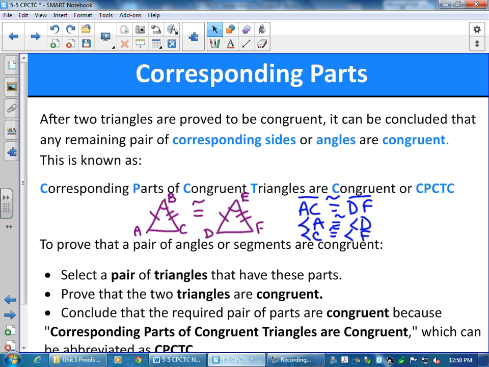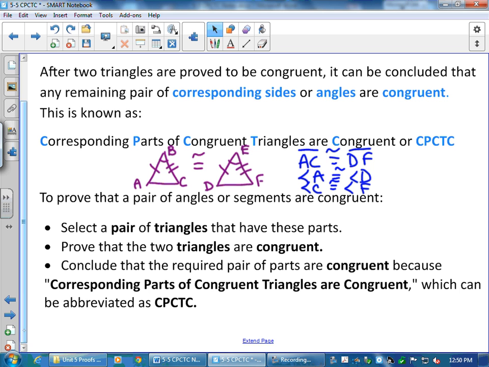So to prove that a pair of angles or segments are congruent, the first thing we do, we select a pair of triangles that have these parts. Then we prove that these two triangles are congruent. And then we conclude that the required parts are congruent because the corresponding parts of congruent triangles are congruent, which we can abbreviate as CPCTC.